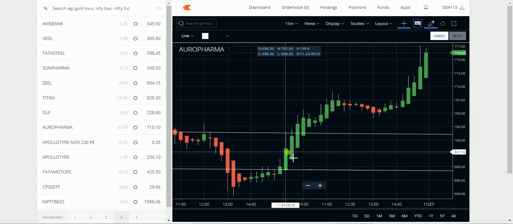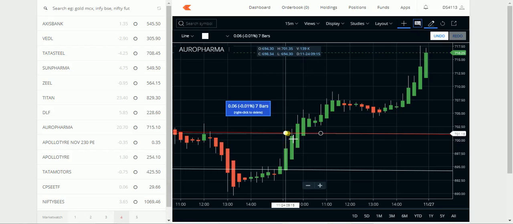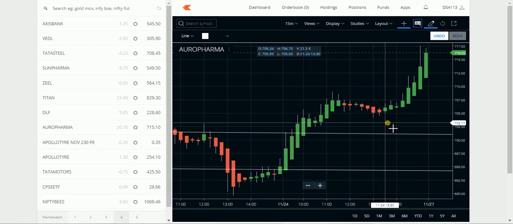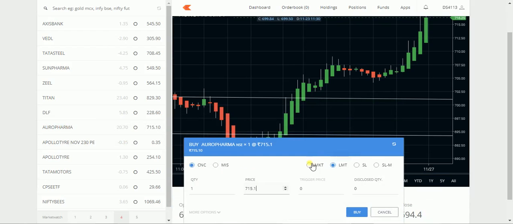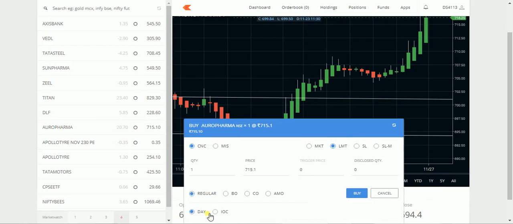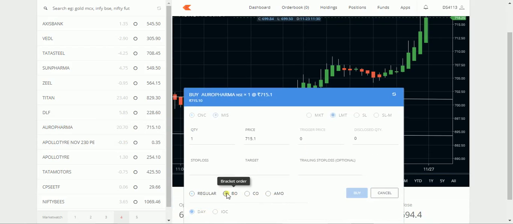Let me see over here, the high was 701. Leave the 0.35, 0.25 paise as it is. Let's take round figures for these calculations. So at 701 I'm going to buy. So how do we do that? I don't have to wait for the whole day for this price to be breached. What I do is go to Oro Pharma, go to buy, then go to more options, and choose bracket order.